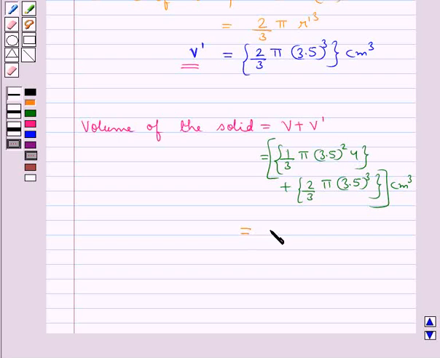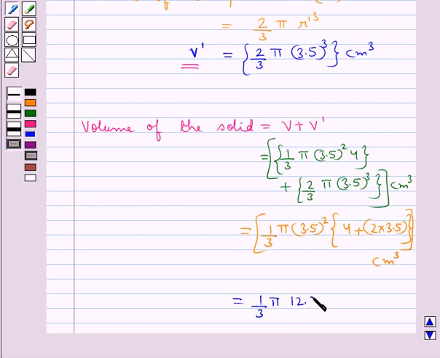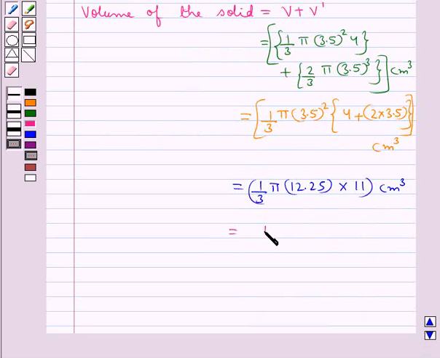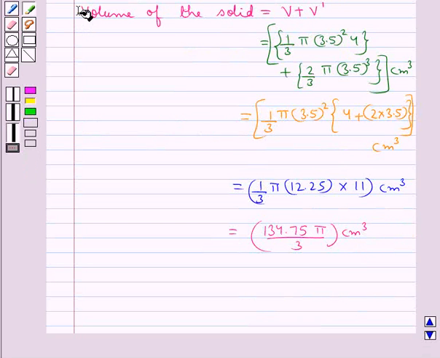This is further equal to 1 by 3 into pi into 3.5 whole square, this whole into 4 plus 2 into 3.5 centimeter cube. And so this is equal to 1 by 3 into pi into 12.25 into 11 centimeter cube. This further is equal to 134.75 pi upon 3 centimeter cube. So we have now got the volume of the solid.